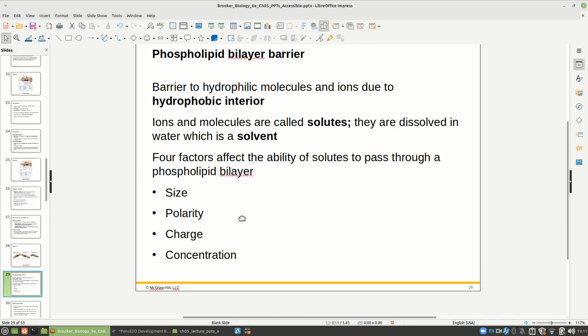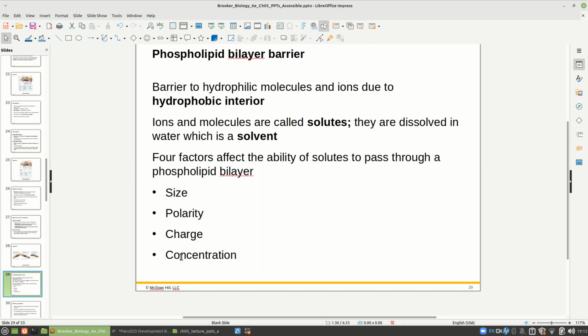All right. Now, it is a barrier. It's not a perfect barrier. Things get through the membrane by accident all the time. But generally, the factors that affect whether or not something can pass through the membrane are these four. You need to know these four. Size. So ions are tiny, but proteins are large. Polarity. All right. Charge and concentration. So know those four and know what they mean.